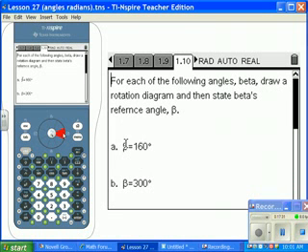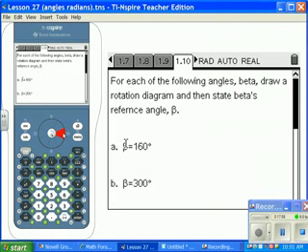All right, so let's go a little bit further now. We've got coterminal, we've got standard position, we've got terminal ray, initial ray. We've learned some things, right? Okay, for each of the following angles, beta, that funky looking B is beta. We have alpha and beta. Draw a rotation diagram, then state beta's reference angle.